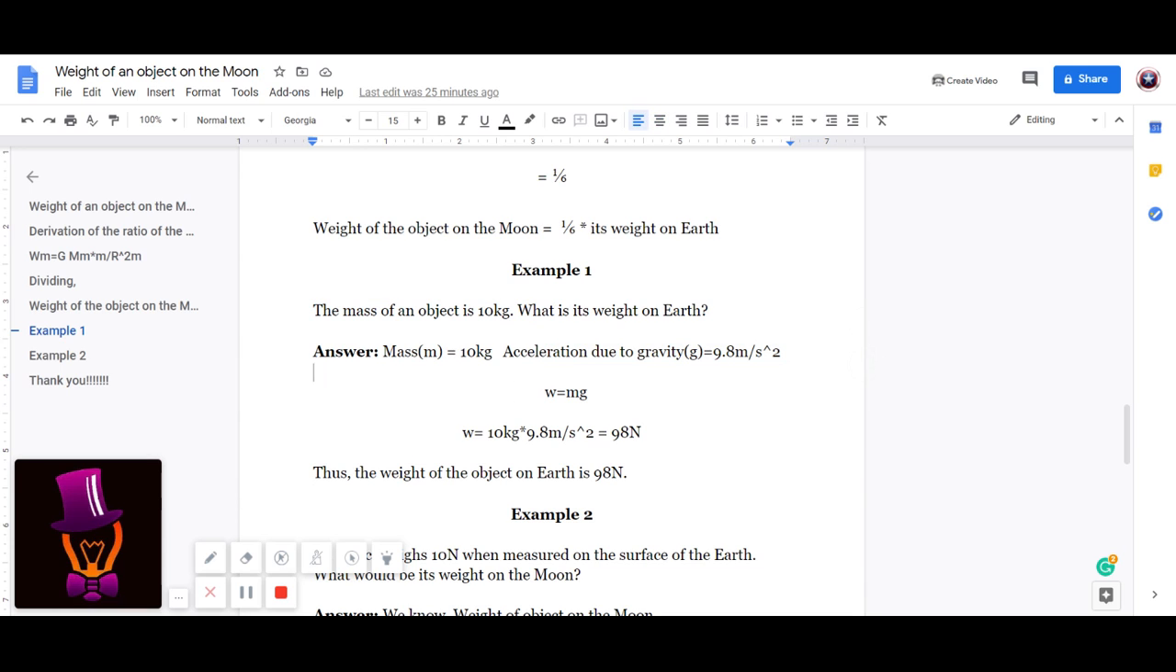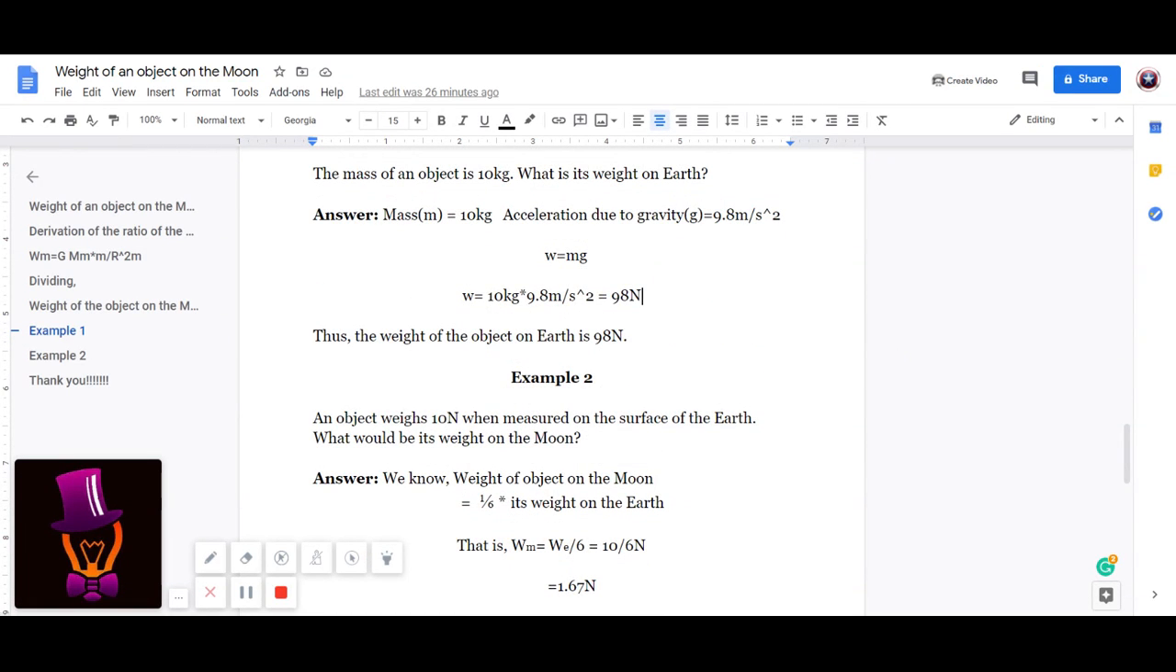Acceleration due to gravity, which is denoted by small g, we all know is 9.8 meter per second square on earth. And we need to find the weight. This is a direct question. We don't need to transpose also. So W equal to mg, we just need to multiply the mass into the acceleration due to gravity. So W equal to 10 kg into 9.8 meter per second square. This is 98 Newton. Newton is the SI unit of weight. Thus the weight of the object on earth is 98 Newton if its mass is 10 kg.